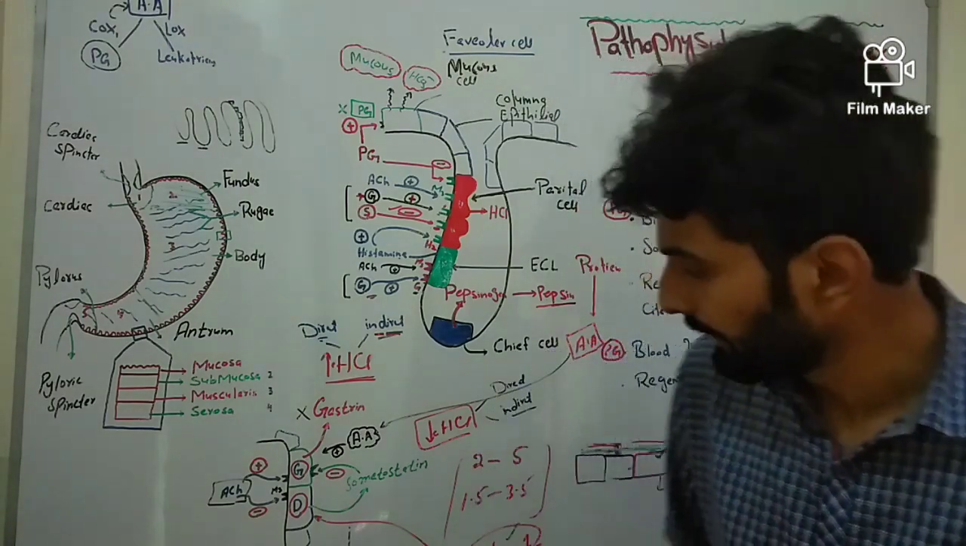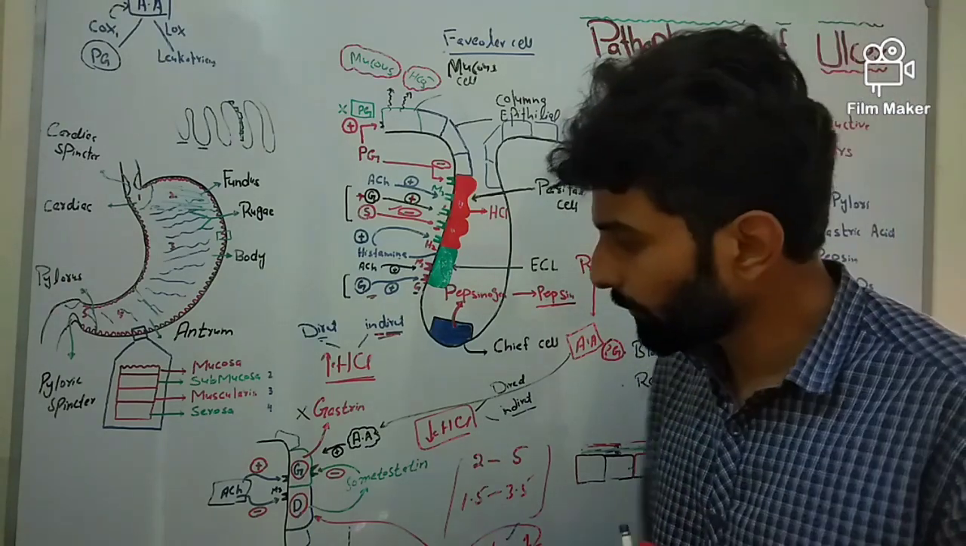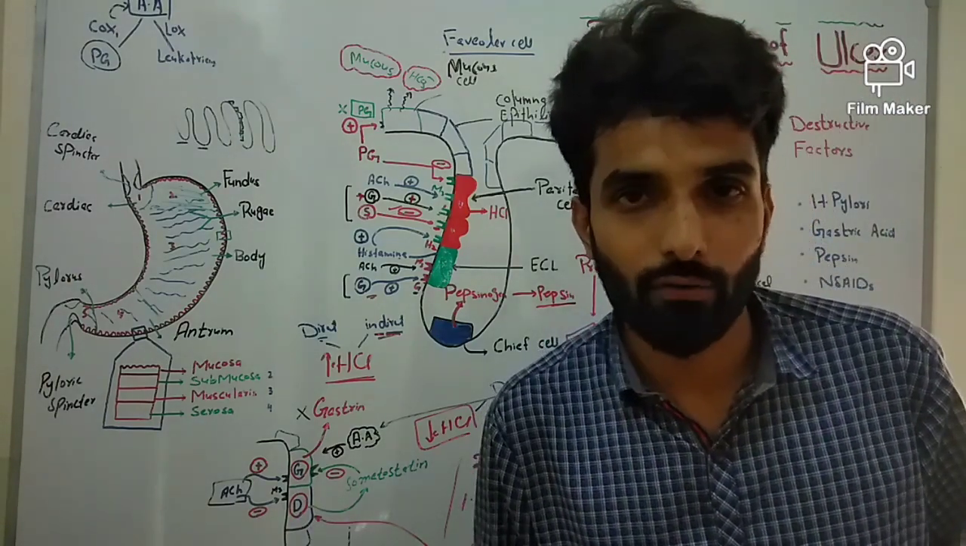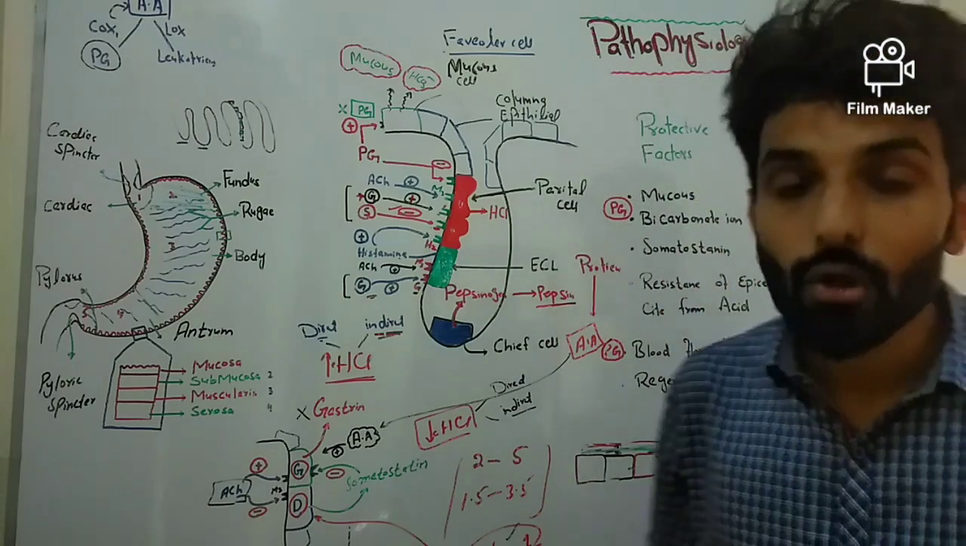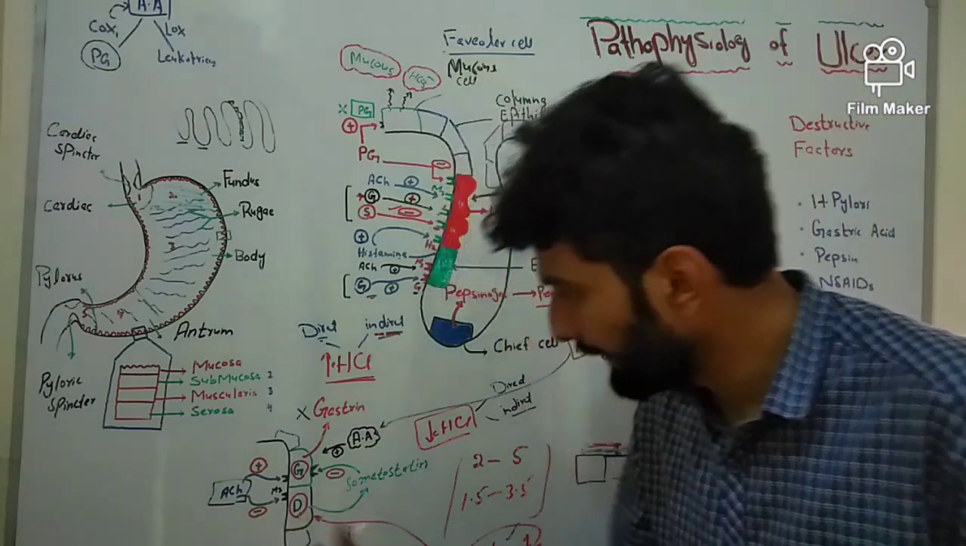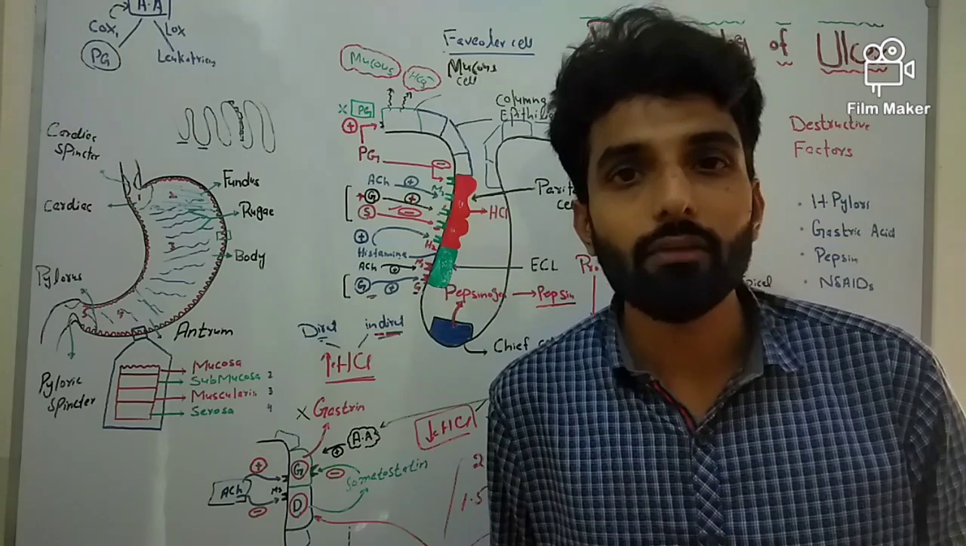So now what will happen? This low pH will stimulate the D cells to secrete the somatostatin. This low pH will stimulate the D cell to release the somatostatin.